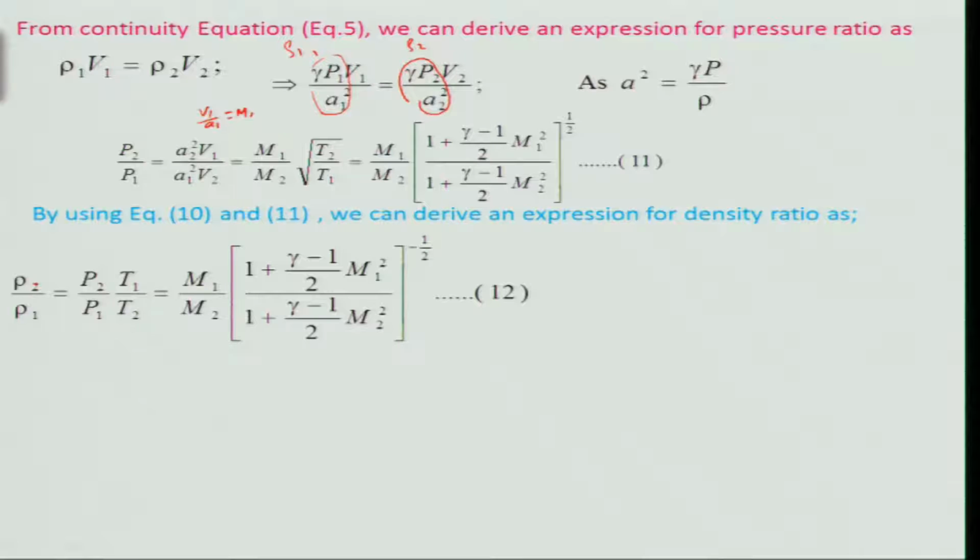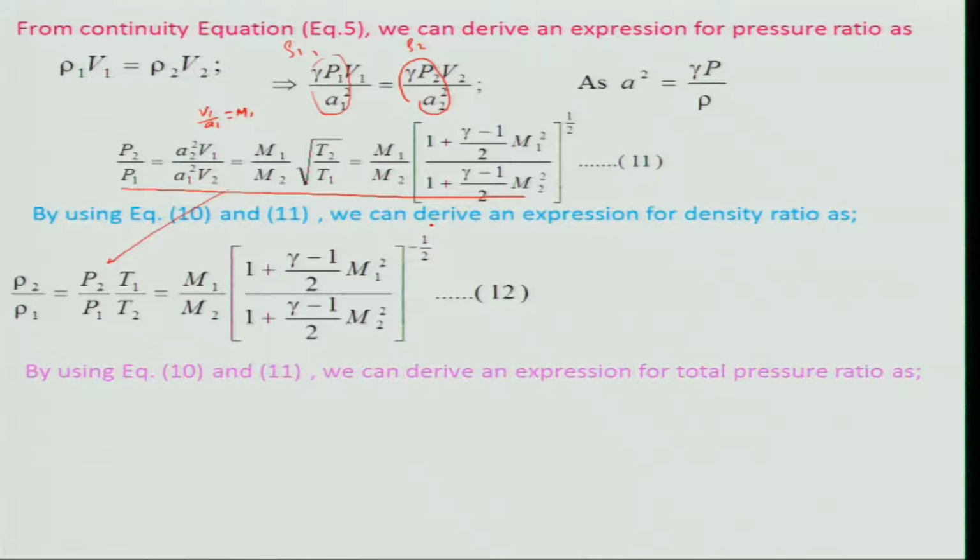So, using equations 10 and 11 we can derive an expression for density ratio. That means, I can say that rho 2 by rho 1 is equal to P2 by P1 into T1 by T2, and P2 by P1, if you look at this expression, I can put it here, and similarly T1 by T2 I can use from that, and then I will get an expression that is M1 divided by M2 into, in the bracket, 1 plus gamma minus 1 divided by 2 M1 square divided by 1 plus gamma minus 1 divided by 2 M2 square, power to the, of course, minus half. If you look at it, some of the things will cancel out, and then you will get this expression.